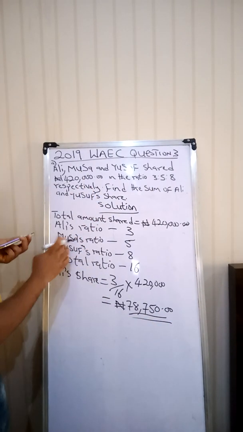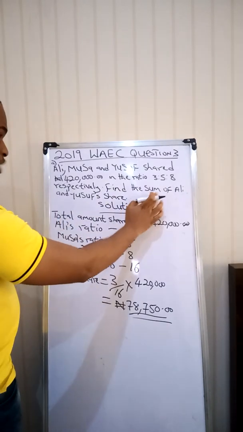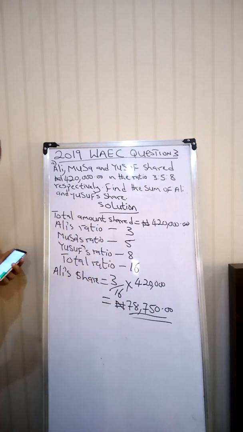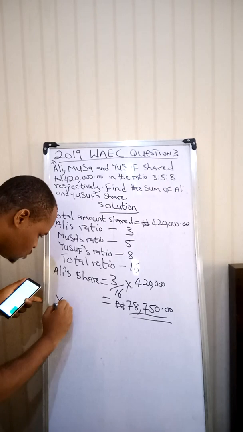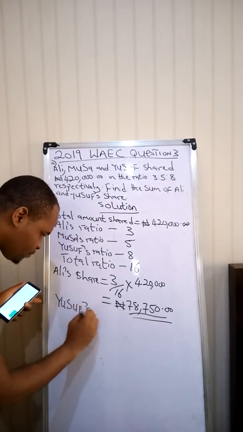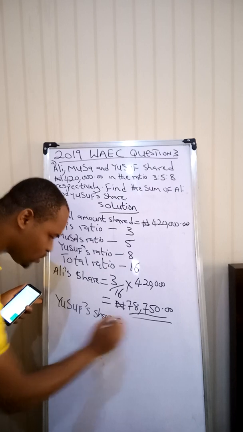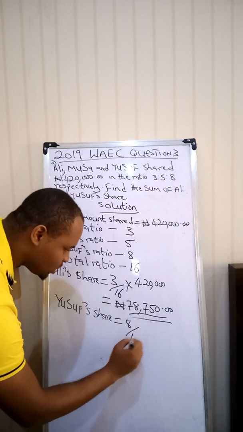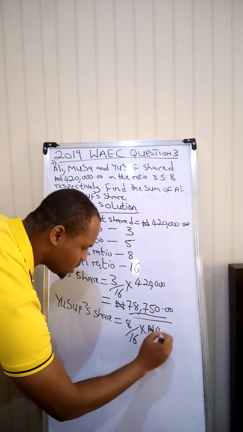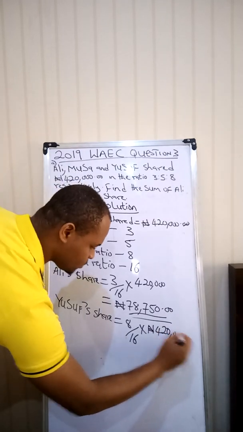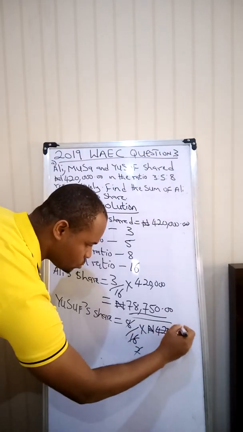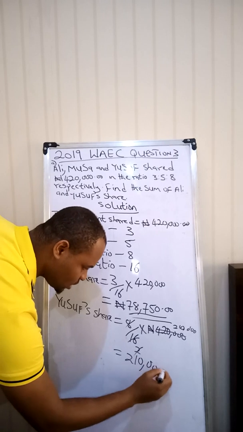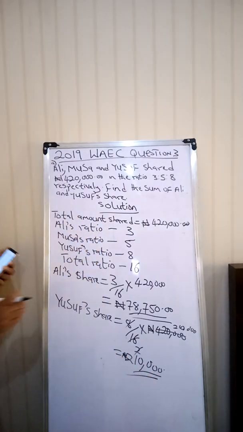Now the next one we would get is Musa, but let me see what the question asks. This question says we find the sum of Ali and Yusuf's share. So I might not need to calculate Musa's share. Let's just jump over to Yusuf's share. That's how you save time in the examination. So Yusuf's share will be equal to Yusuf's ratio 8 over total ratio 16, multiplied by total amount shared, 420,000. 8 here 1, 8 here 2, 2 here is 210. So I'm having Yusuf's share as 210,000 naira.